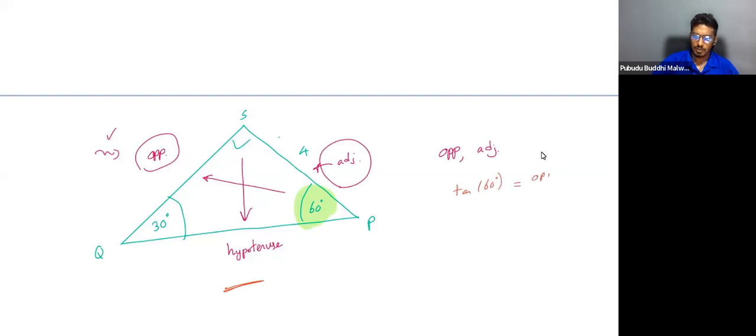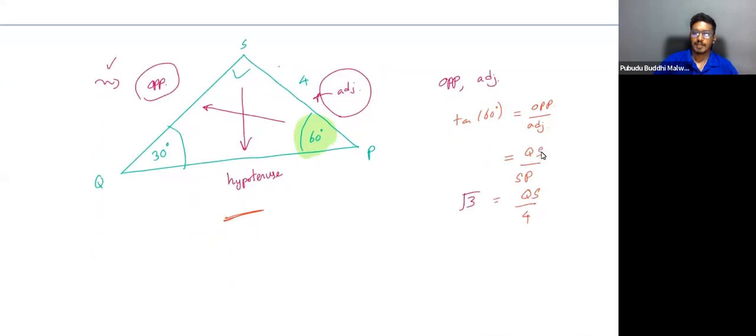That is opposite over adjacent. So opposite length QS over adjacent SP. QS, that's what we want to compute. SP equals 4. And tan 60, you should know that value. If that is difficult to remember, you can divide sine 60 by cosine 60. But the value is square root of 3. Tan 60 equals square root of 3. I just replaced that. Then to get QS, can multiply both sides by 4. Because I just need QS.